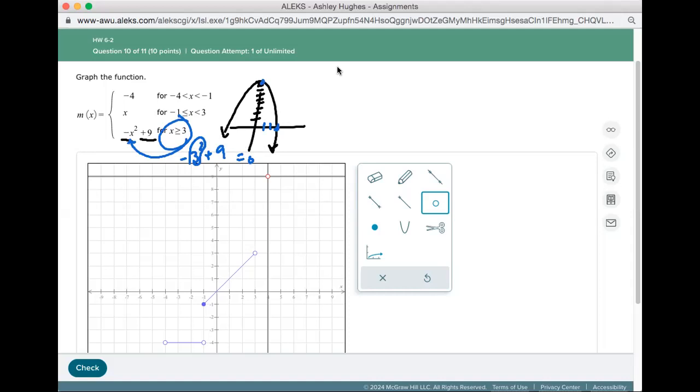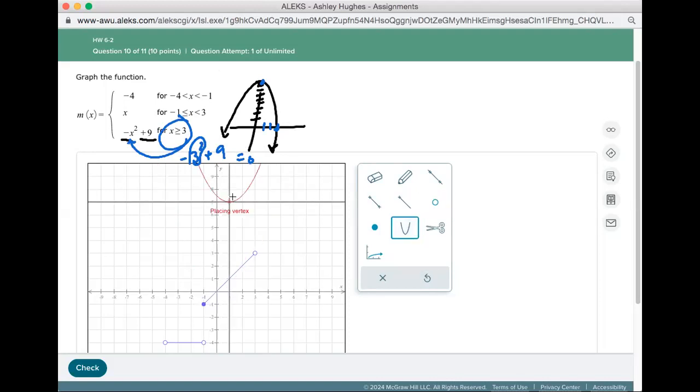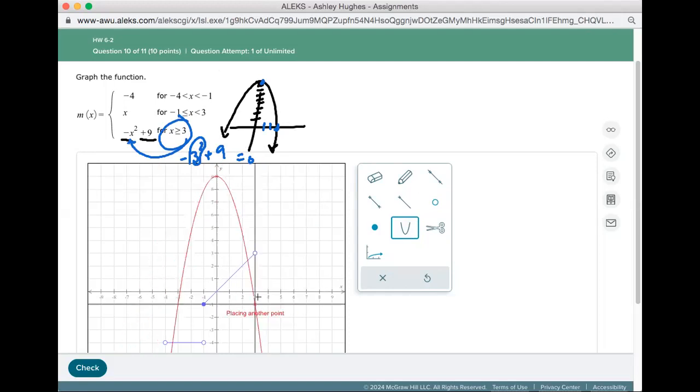So what you're going to do is choose the parabola option. I'm going to go to 9 to place my vertex, but then I'm going to open it down. Now you have to pick a point. I'm going to pick the point 3, 0 here. That's where it's going to open to.